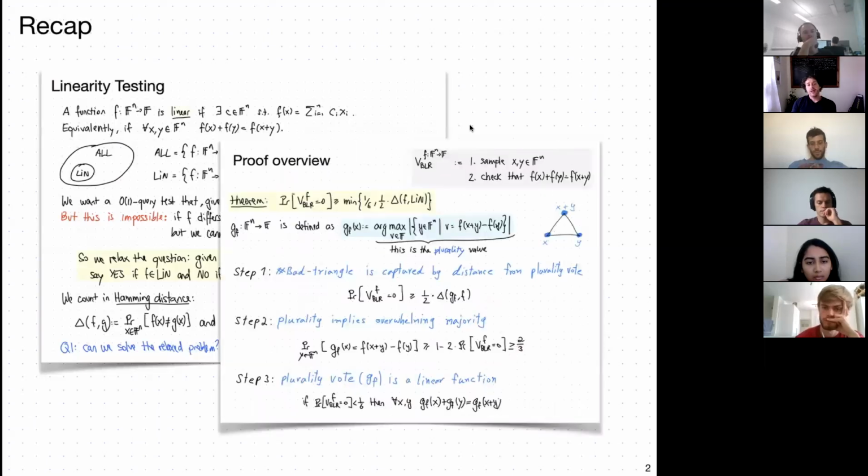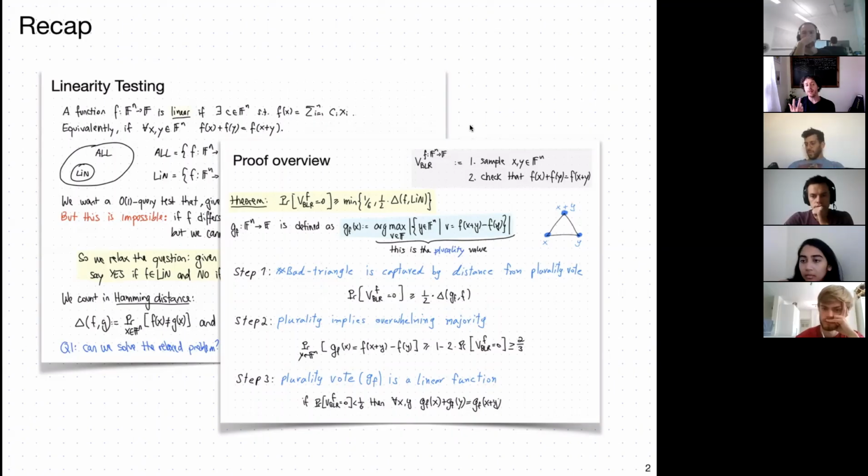So we had this nice algorithm in which we looked at a triangle. So what is a triangle? We picked some x, we picked some y, and then we made 3 queries: f of x, f of y, and f of x plus y. And we checked the relation that f of x plus f of y is equal to f of x plus y. That is a local constraint.